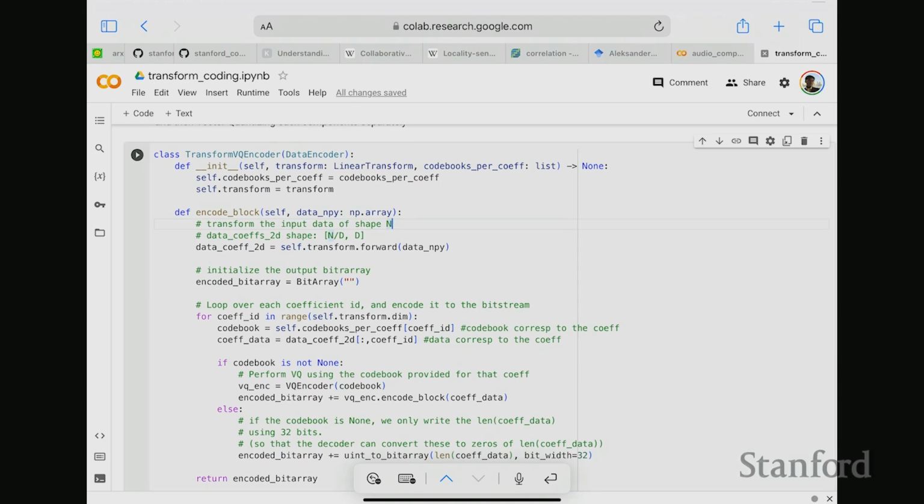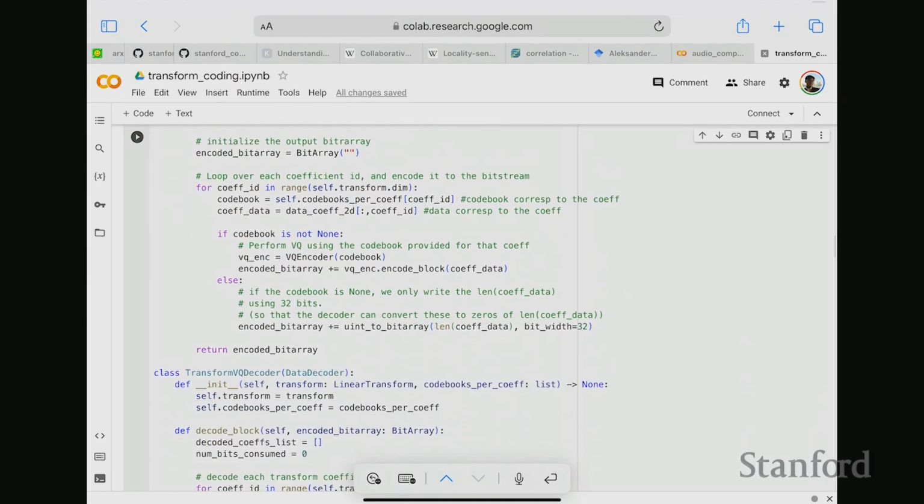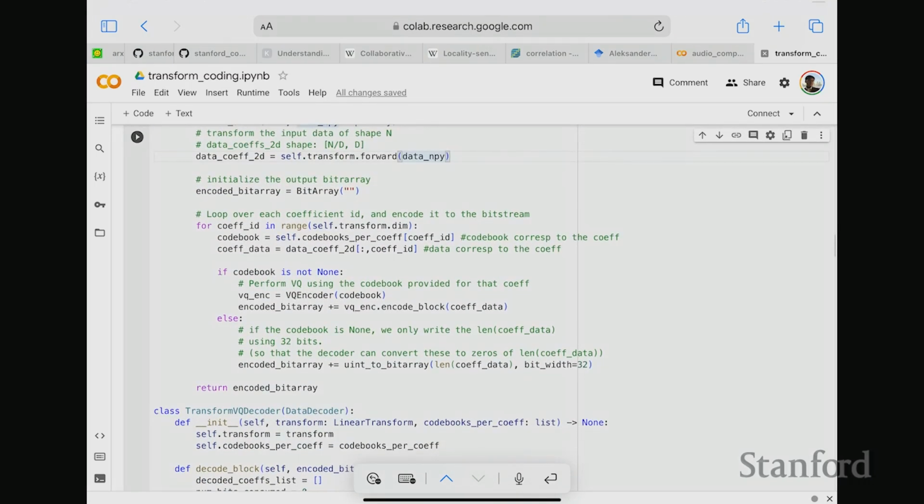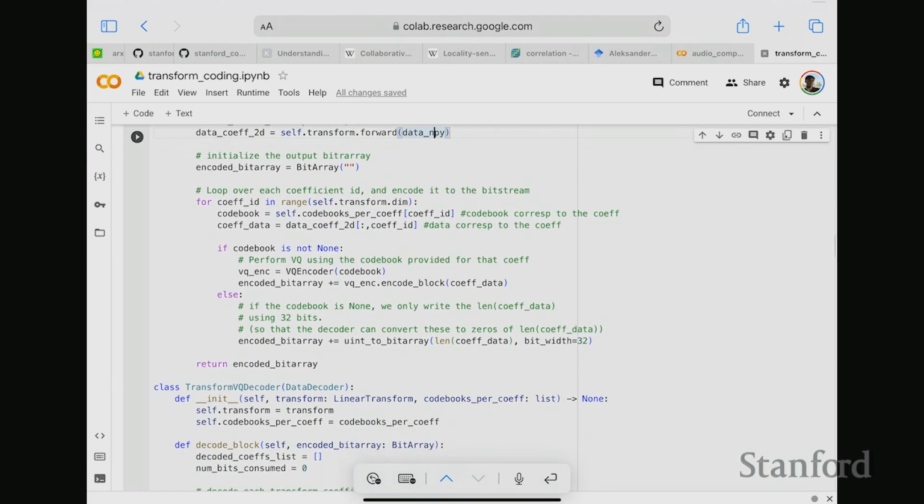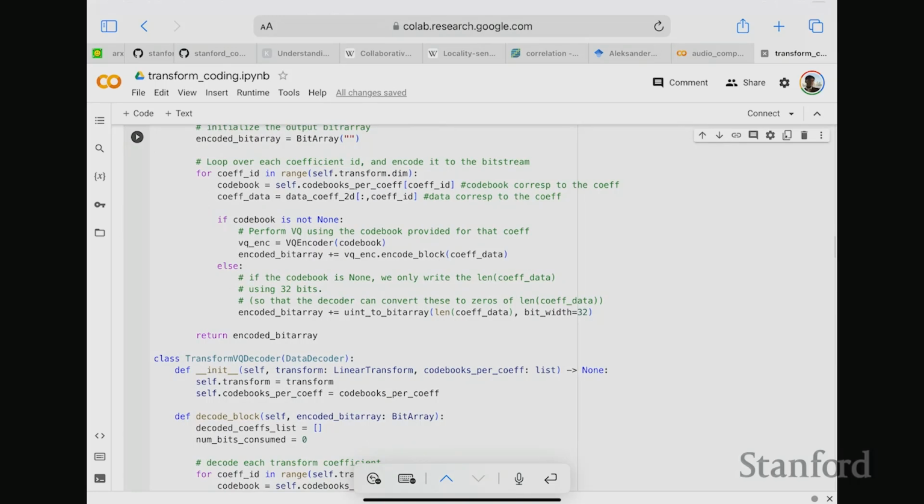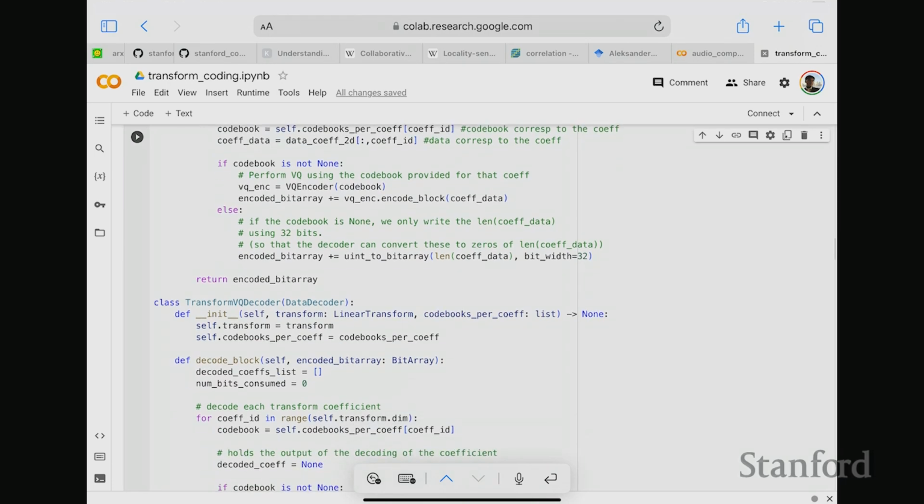So for example, in the transform VQ encoder, you can see that there is a loop over each coefficient ID. So that's like going over each stream independently. And then for that stream, you'll do some vector encoder, a VQ encoder, right? Scalar, you can think of as a special case of vector quantizer. And so you would vector quantize these symbols, and that will finally give you some coded bit array. And then you also have to tell the length.